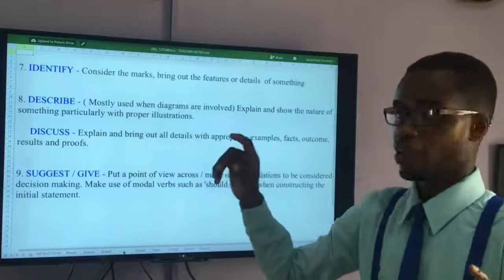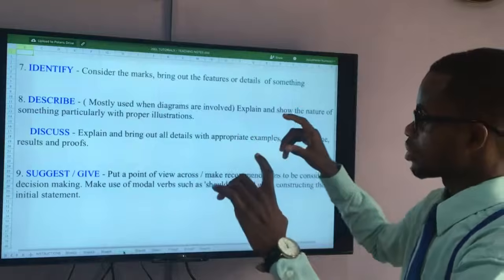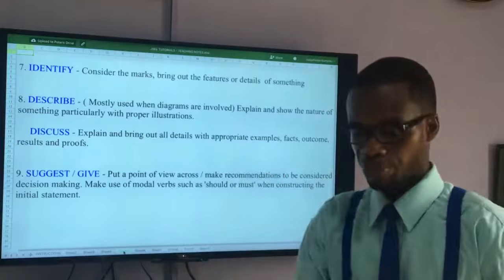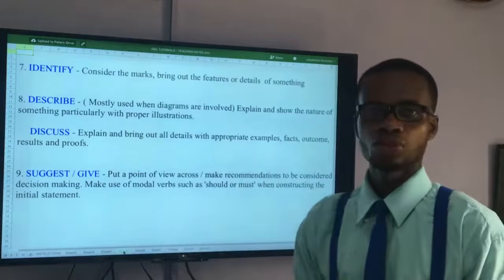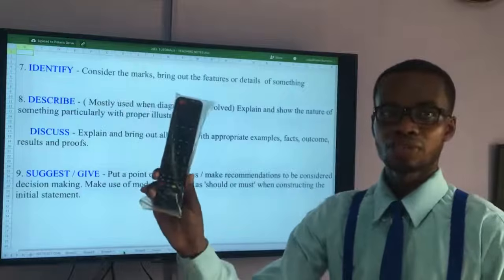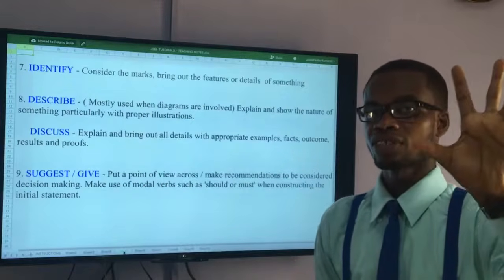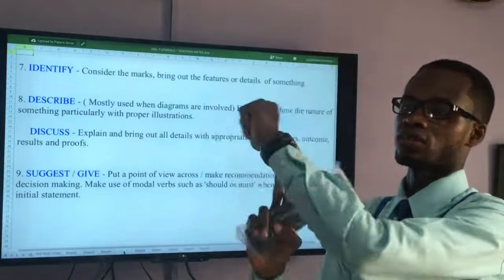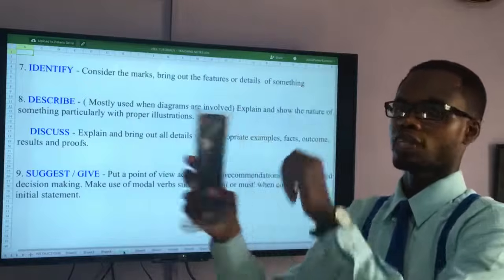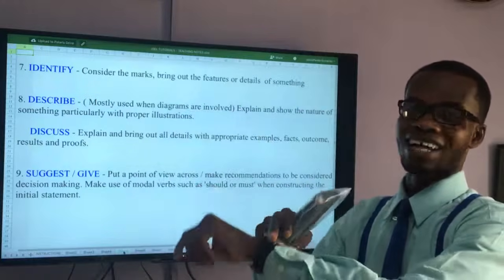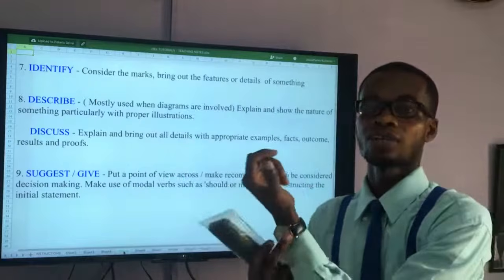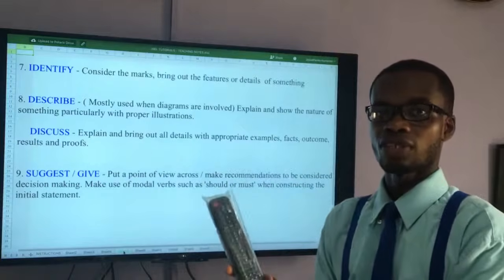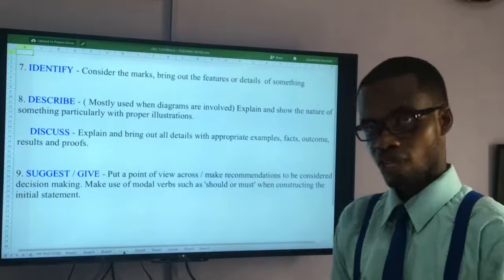So with identify, you consider the marks, bring out the features or details of something. Okay, so when I pick something here and I show this to you, it is a TV remote, or if I pick a mobile phone, I ask you what is this, you have seen certain features on the mobile phone. Or if I erase this, you know this is a watch. You can't call this the remote and call this the watch. Why? Because it has certain features that you can identify. That is why you call this a watch. And because of the features on this and what it does, that's why you call it a TV remote. Okay, so that's simple as that.